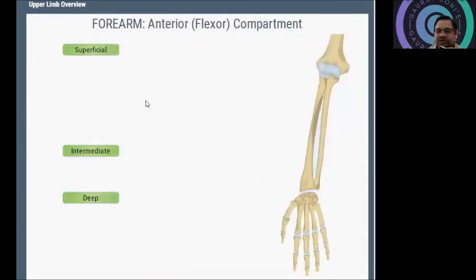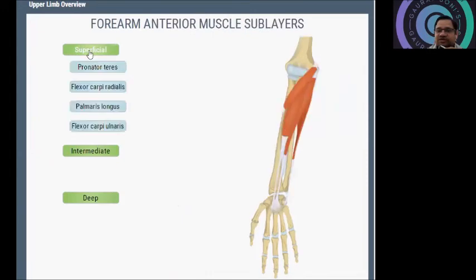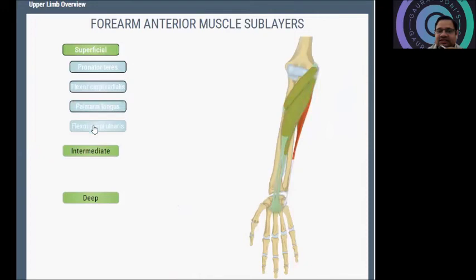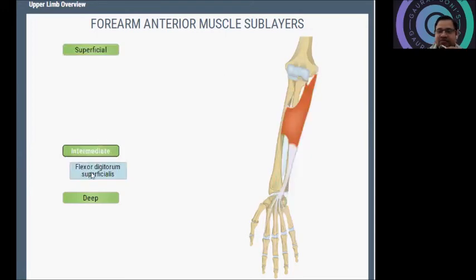Then comes the forearm compartment. In the forearm compartment, there are too many muscles. They are divided into three parts. In the superficial part, there are pronator teres, flexor carpi radialis, palmaris longus, and flexor carpi ulnaris. The superficial compartment is also called the flexion compartment, and you can see all the muscles have one common origin point, that is the medial epicondyle of the lower part of the humerus. Then comes the intermediate compartment. In the intermediate compartment, there is only one muscle, flexor digitorum superficialis. This is a very big muscle. As you can see, these tendons are going to the middle phalanges and connecting again to the medial epicondyle of the humerus.